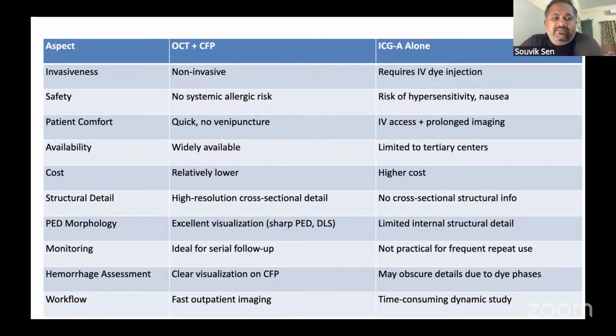First of all, it's non-invasive, so the acute and systemic implications, of which there is obviously a list, will not be there. It's more comfortable and acceptable to the patient. It's widely available, lower cost, with better cross-sectional resolution and detail, which you can't get in ICGA, and excellent visualization of morphology. Monitoring and follow-up are much easier. The retinal workflow in the hospital becomes much easier and more convenient, and there's a clear visualization on color fundus photo. You can actually show the patient the photo. And of course, the outpatient imaging workflow is more ergonomic also.